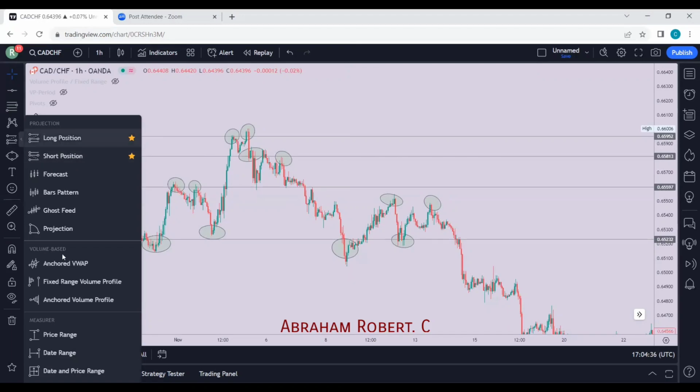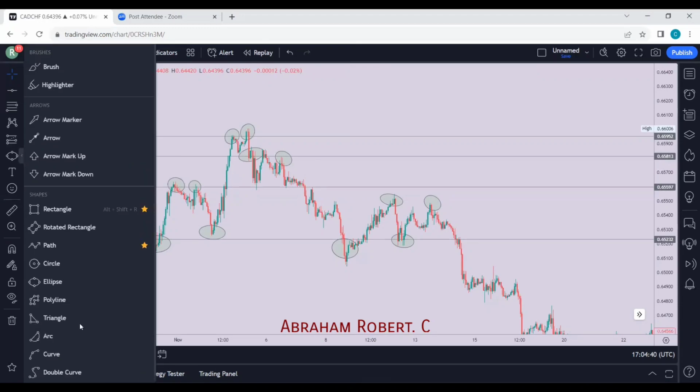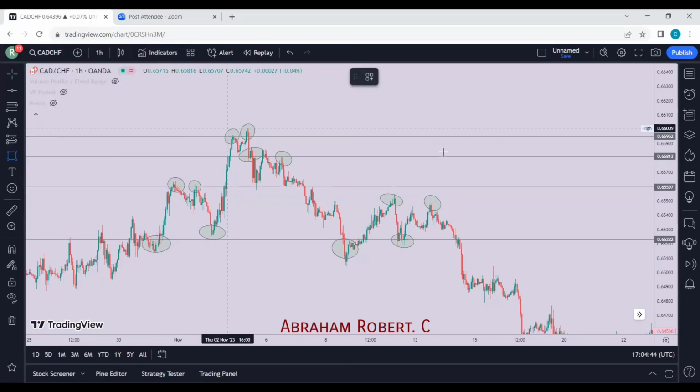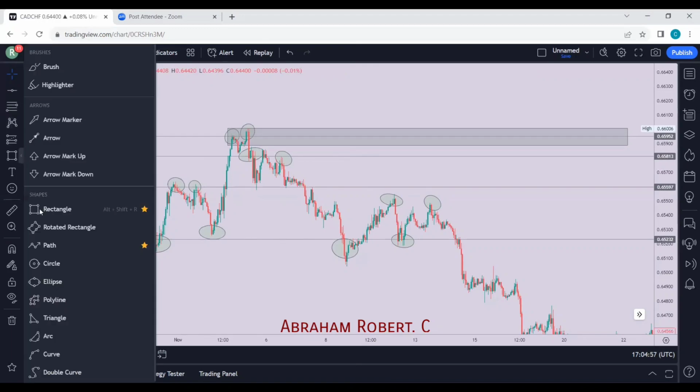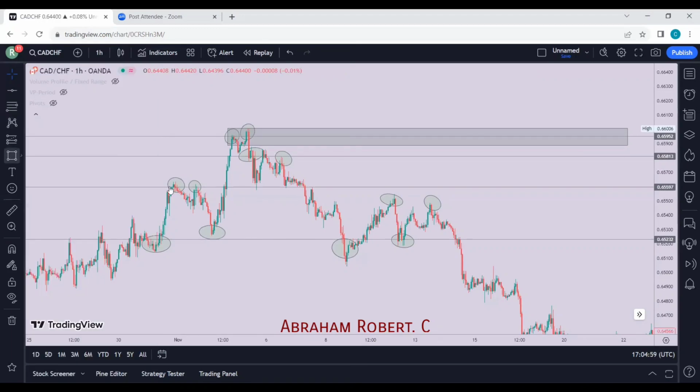You make it a zone like this. Something like this. Cover the point where the market starts the reaction and where it ends. Just cover it. Okay, like this one.